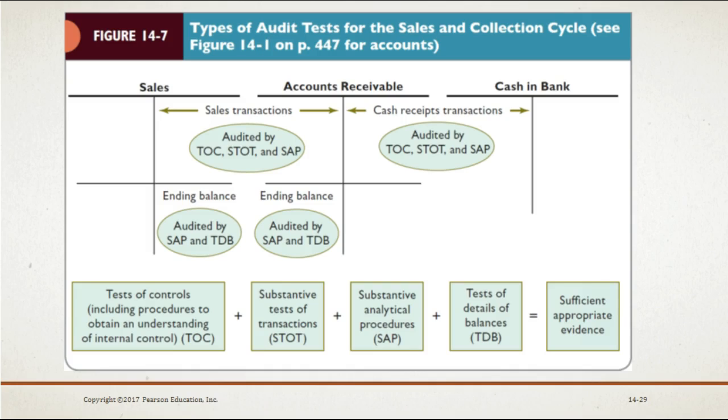This is the end of the discussion for Chapter 14. We covered the audit methodology applied for each of the 5 classes of transactions in the sales and collection cycle, including sales, cash receipts, sales returns and allowances, write-off of uncollectible accounts receivable, and bad debt expense.